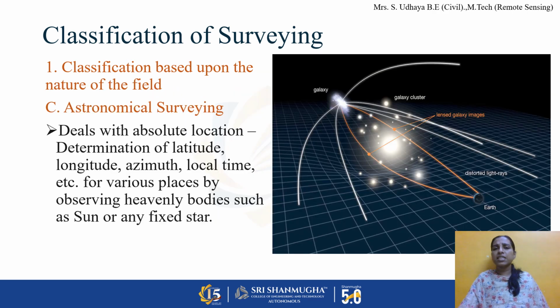The next classification based on the nature of the field is astronomical surveying. Astronomical surveying deals with the heavenly bodies such as the sun or any fixed star. In this surveying, we will be able to determine the radius of the earth, distance of earth from sun, and about other planets, their location, position, latitude, longitude, time variations and all can be determined by astronomical survey.